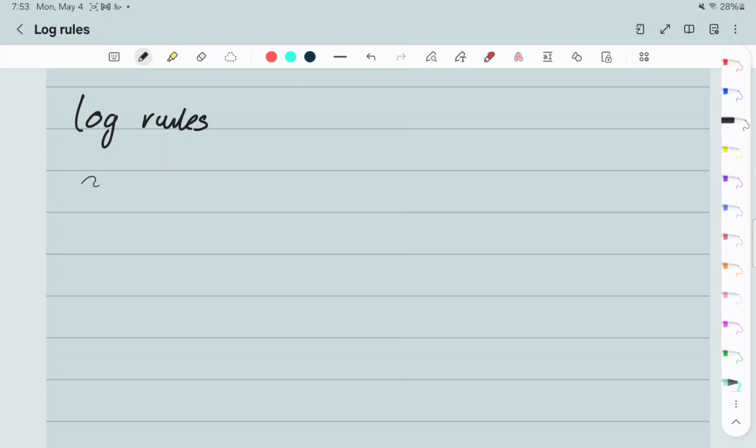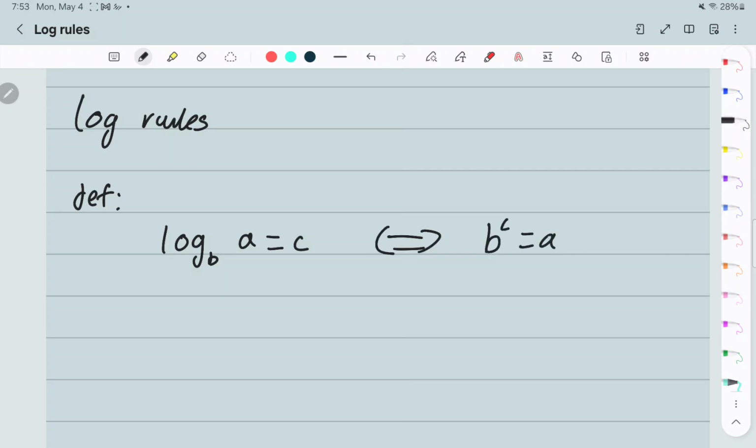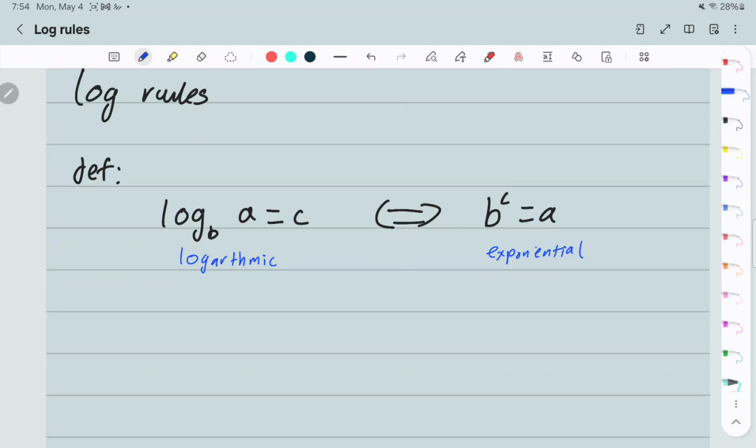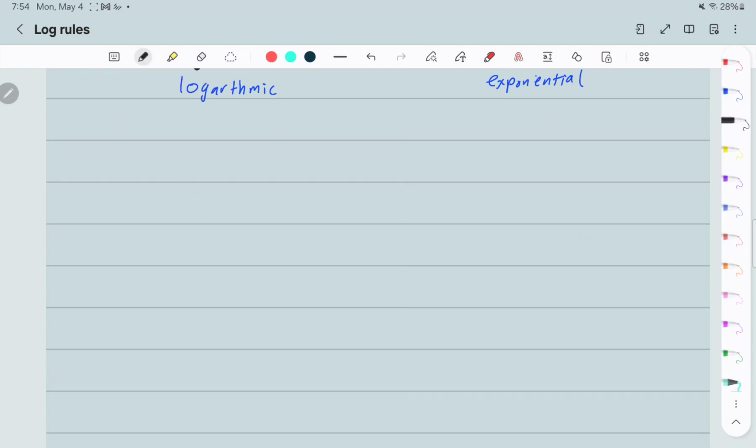First being the definition of a log, which is simply saying that if you have something like log base b of c equals a, then this is the exact same thing as saying b to the power a is equal to c. One is the exponential form, the other is the logarithmic form. I won't waste more of your time on the definition.